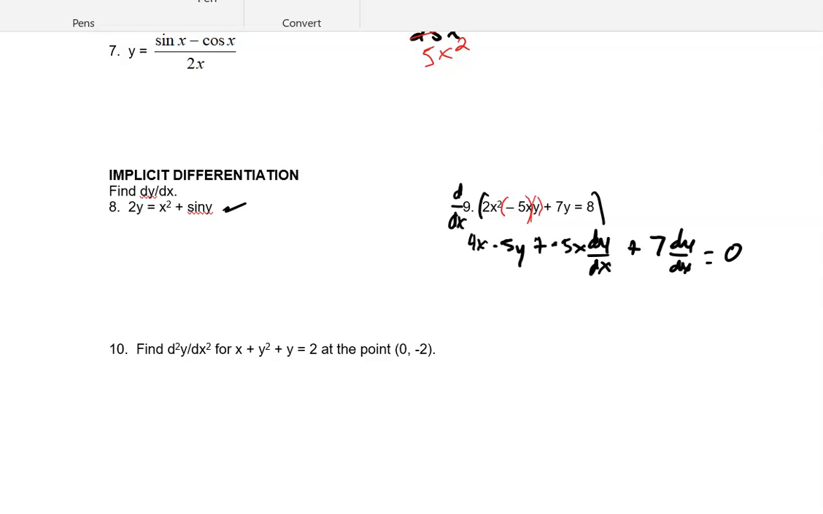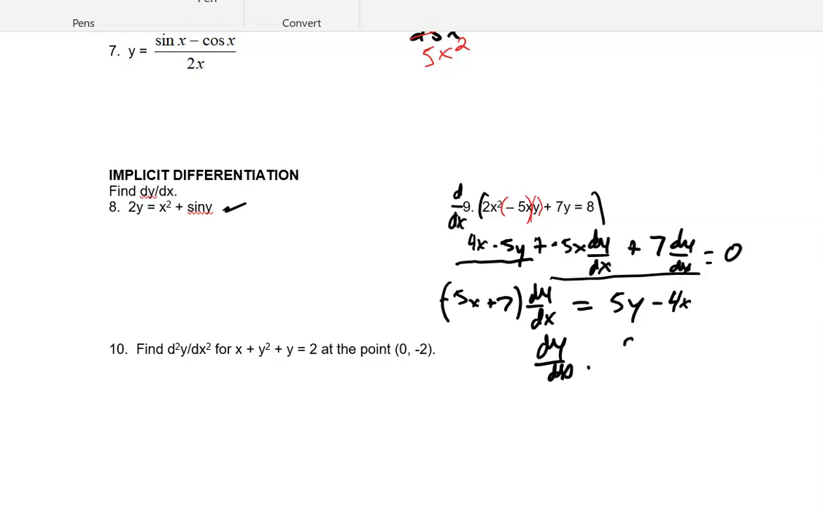Then we just went through isolating. So we would take these guys, move them to the other side. So we would get a positive 5y minus 4x. And then these two, we're going to pull out the dy/dx. So that would leave you with a negative 5x plus 7 times dy/dx. And then divide that over. So then our answer would be (5y minus 4x) over (negative 5x plus 7). And then that's going to be your answer.